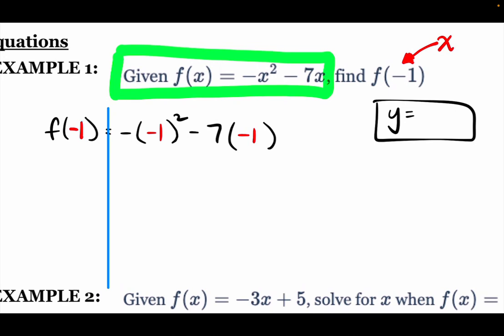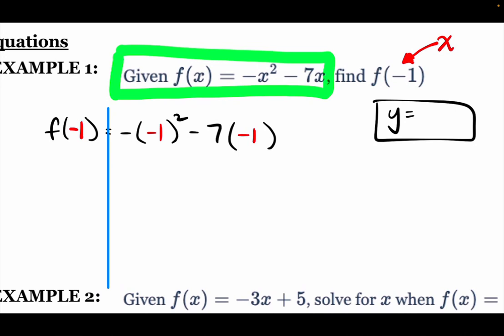The left side of the blue line, f of negative 1, that's the name. Like you guys all have names, right? This guy's name is f of negative 1. The right side is what we're focused on. I need to simplify that. To simplify, we're going to use PEMDAS, or some teachers use GEMS. It's the same idea, right? When we do this, we always do parentheses first.